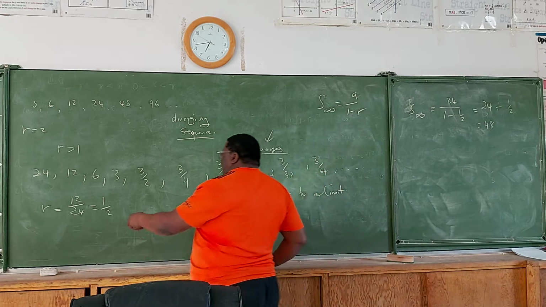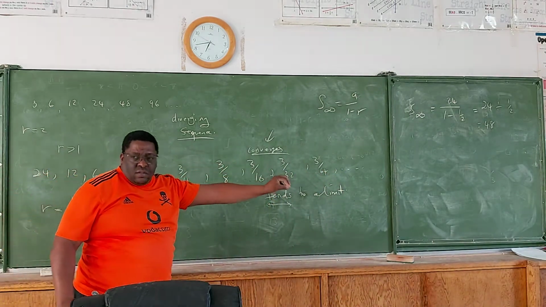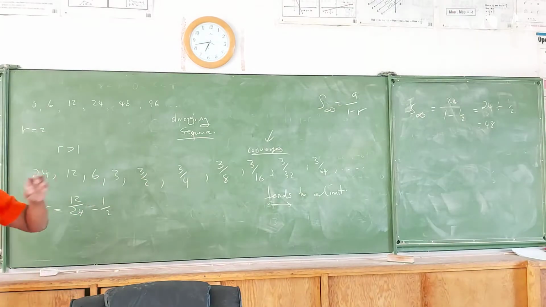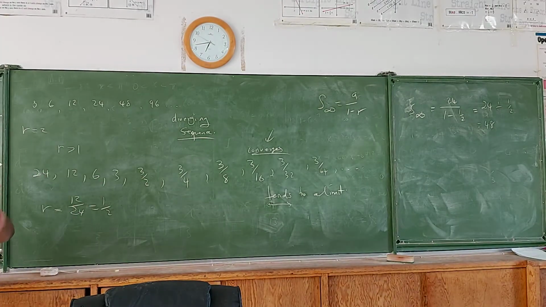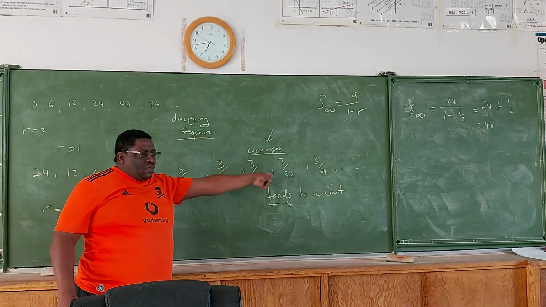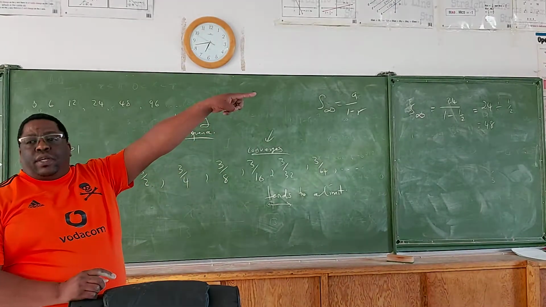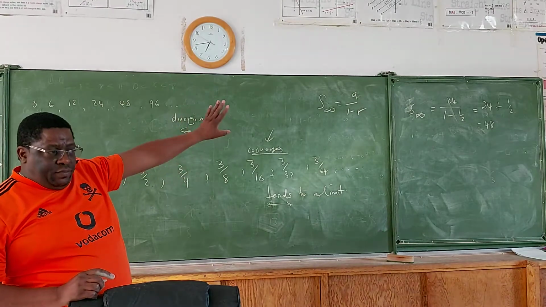Once you are adding all of these parts, you're going to get to 48. A number that is closer and closer to 48. 24 plus 12 plus 6. You are adding smaller, smaller, and much smaller terms. It tends to 48. It gets closer and closer to 48.